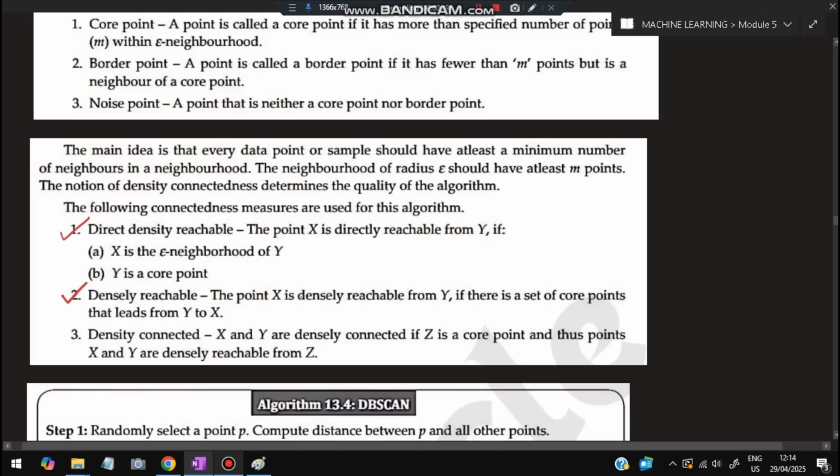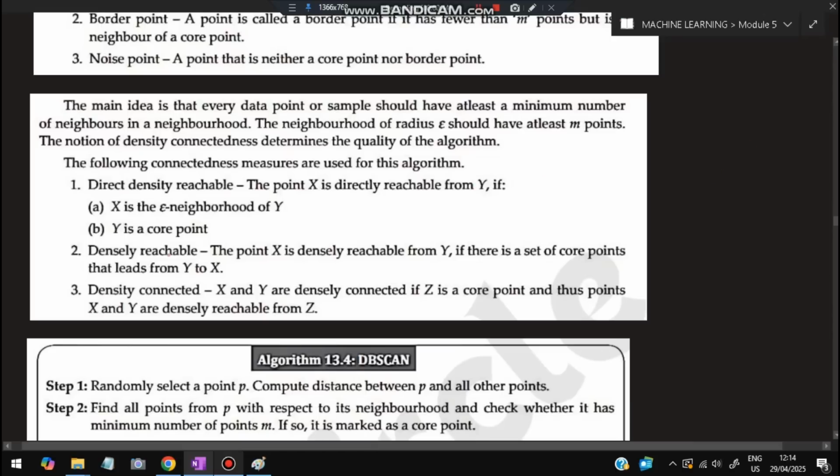Density reachable: point x is density reachable from y if there is a set of core points that leads from y to x. Directly we can't reach, but there are some core points through which we can reach. Density connected: it is density connected if z is a core point and points x and y are density reachable from z. X and y we can't reach directly or densely, but there is a point z from which we can reach both of them. That is the third one, which is density connected.